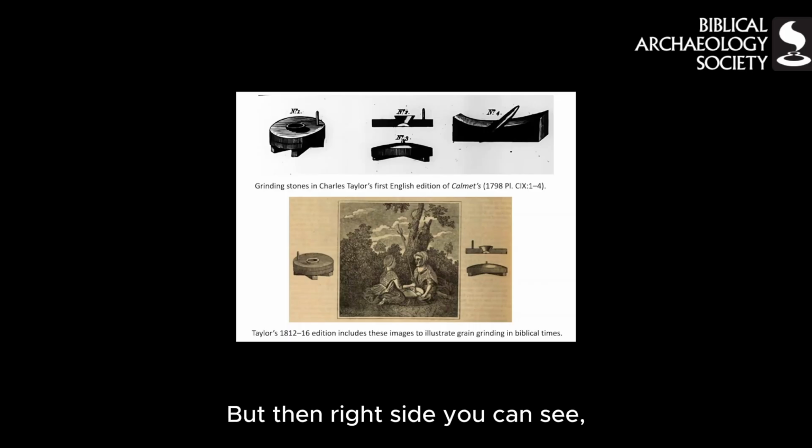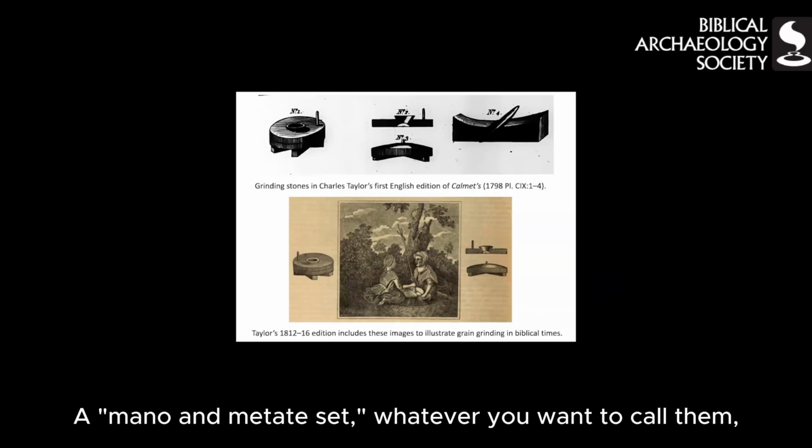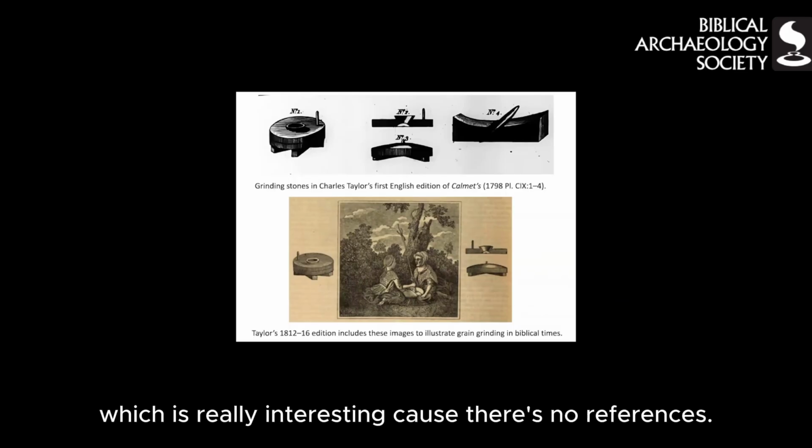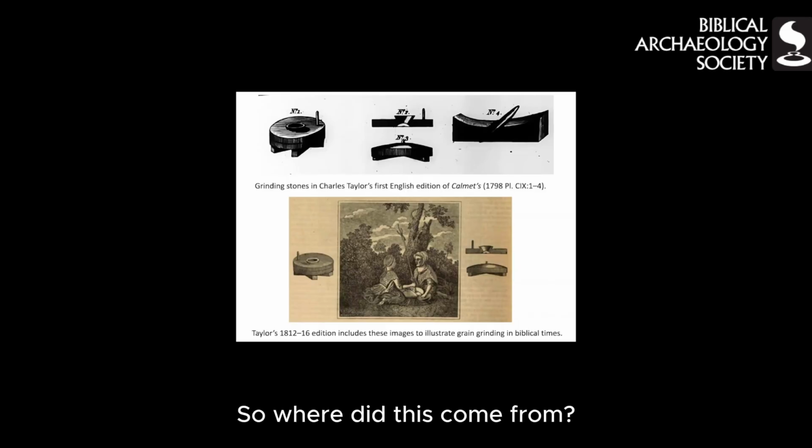But then on the right side, you can see, and it's kind of schematic, a lower grinding stone or quern and then a handstone, right? A mano and metate, whatever you want to call them, grinding slab and handstone, which is really interesting because there are no references. So where did this come from? I don't know. So this is something I'm trying to track.